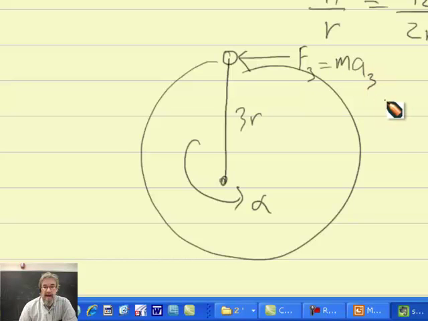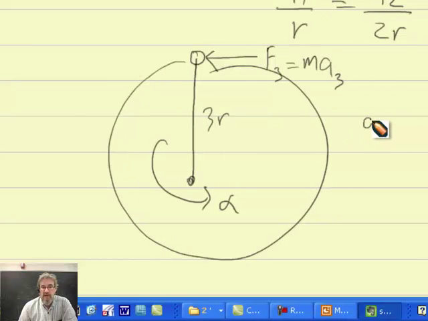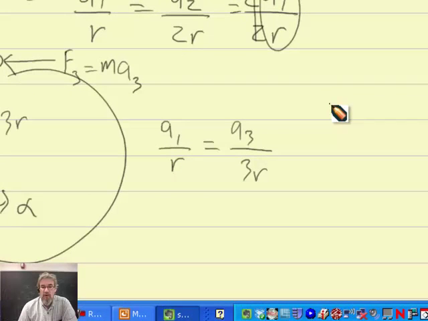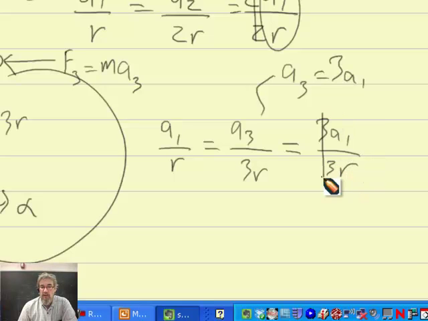Well, if we think about the angular acceleration, for the first one, it was A1 over R. For this one, it's going to be A3 over 3R. The only way A3 over 3R can be the same as A1 over R, just like we saw last time, is that A1 has got to have a relationship to A3. And here's what that relationship is. A3 must be equal to 3 A1s, because if that's the case, 3 A1s over 3 Rs comes out to the same angular acceleration, A1 over R.